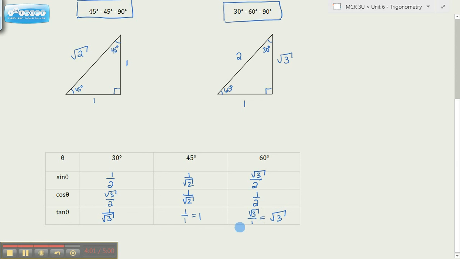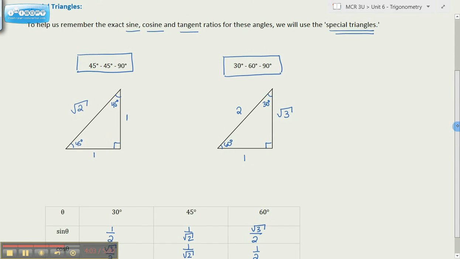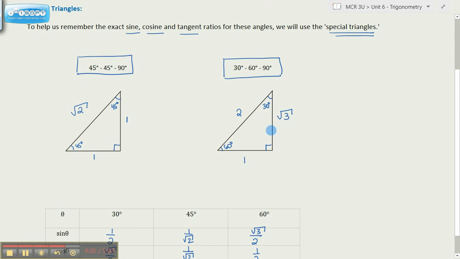Now you don't have to memorize this whole chart. What you do need to do is memorize these two triangles. Knowing these two triangles will help you find the ratio of a lot of angles, which you will see in your homework. So memorize these two triangles and it will help you in the long run.